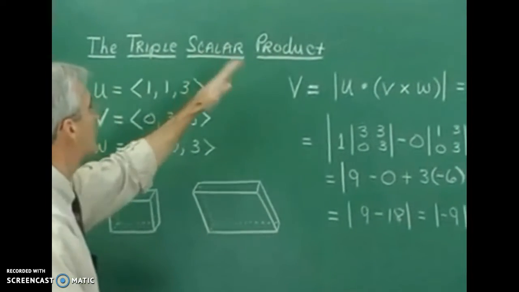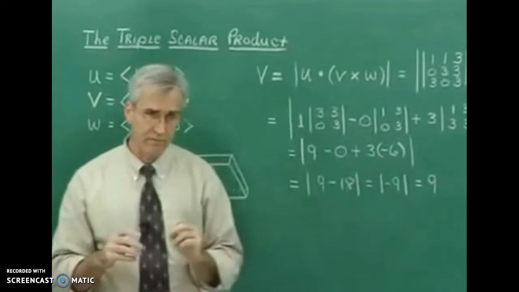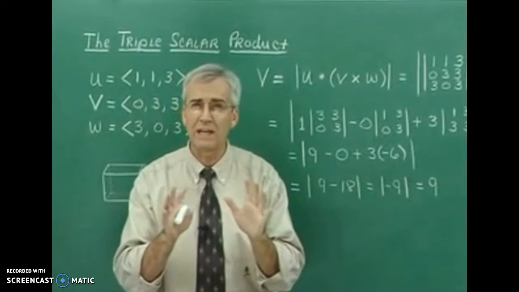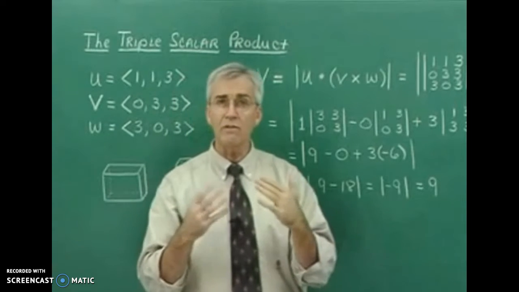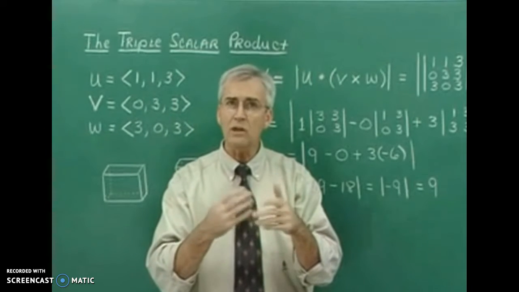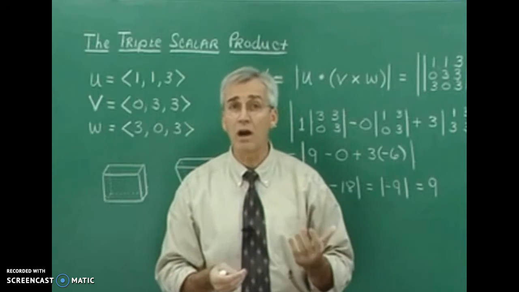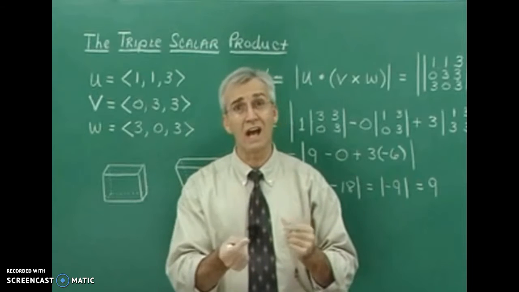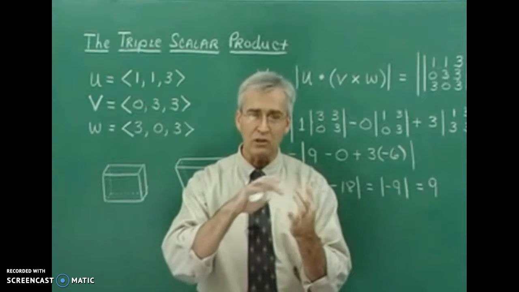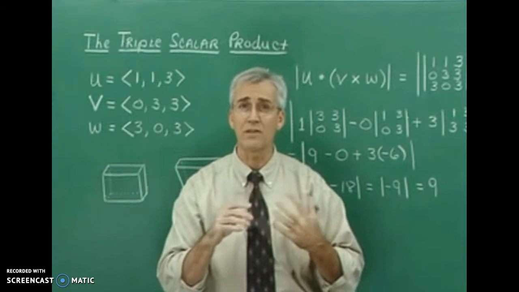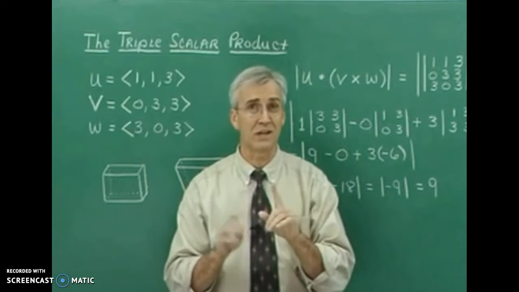Now, the triple scalar product. It is nothing more than, given a few vectors that are presumably not in the same plane, and I'll tell you why that's necessary in just a minute, we calculate the triple scalar product as the dot product of one of those vectors times the cross product of the other two. And it turns out that you can rearrange these in any way that you'd like, and the calculation comes out the same any way you look at it.